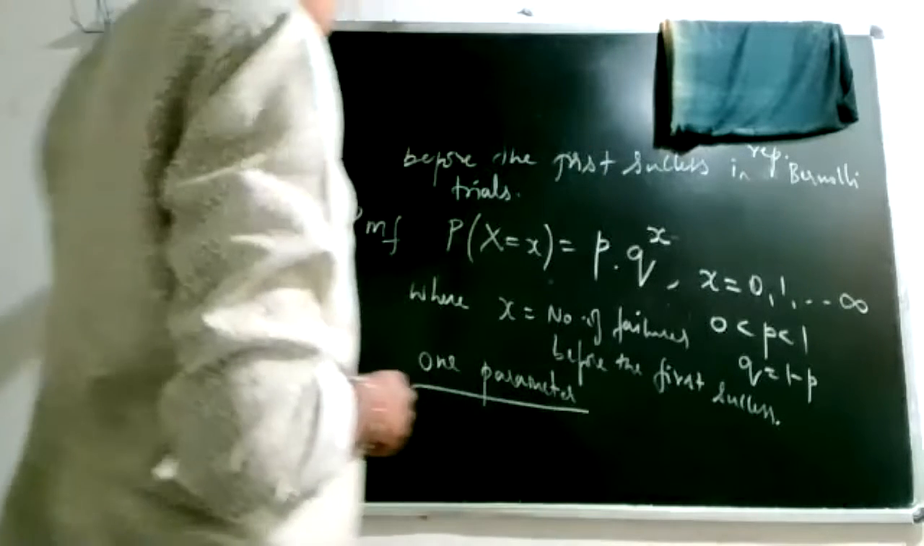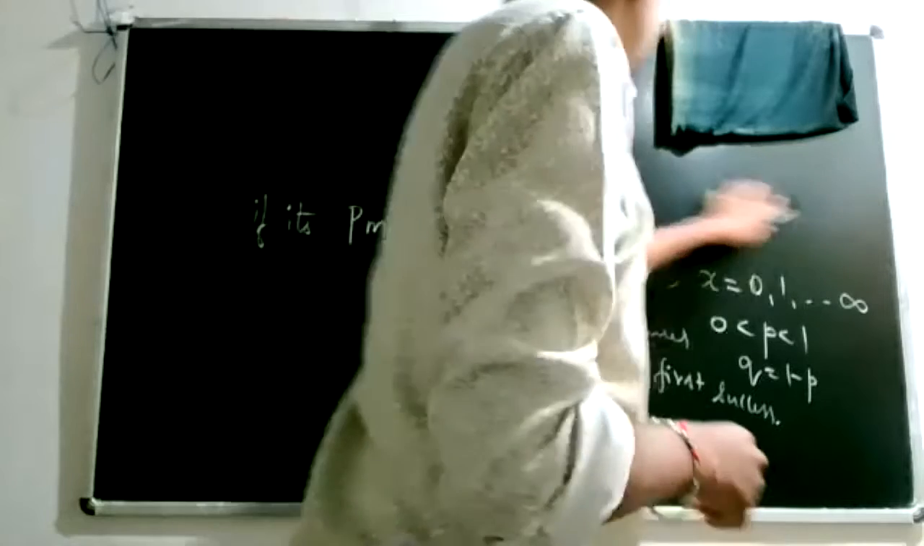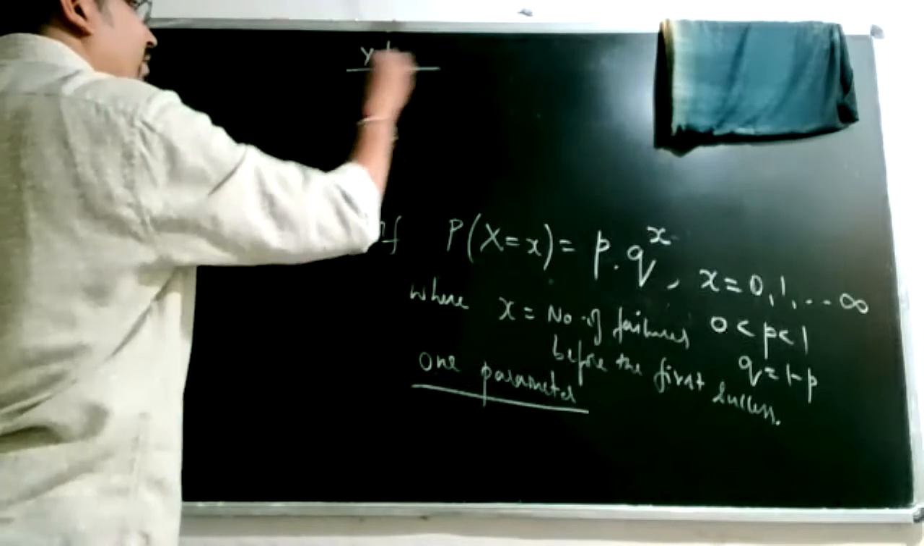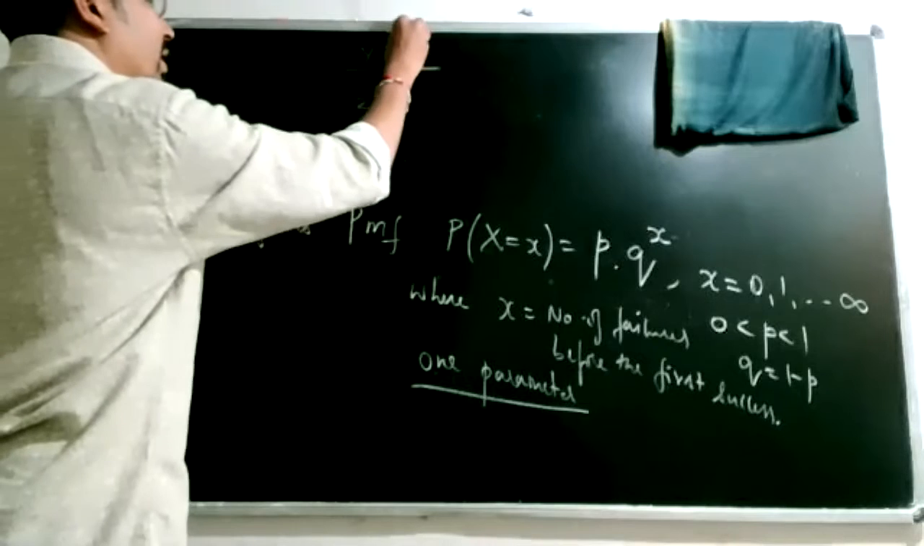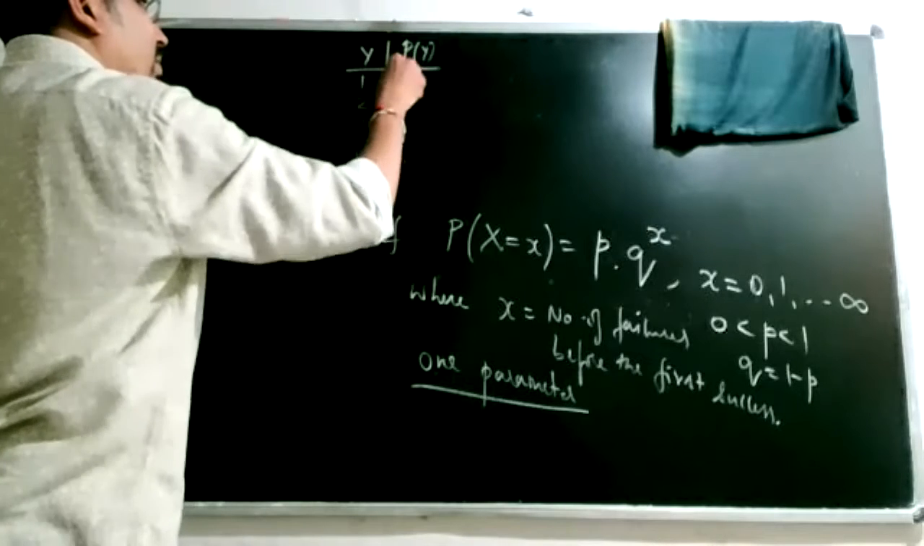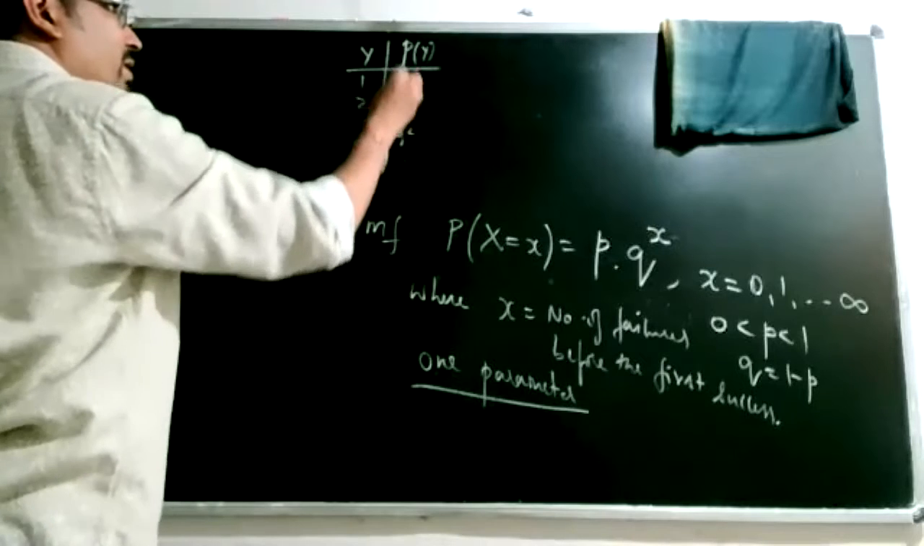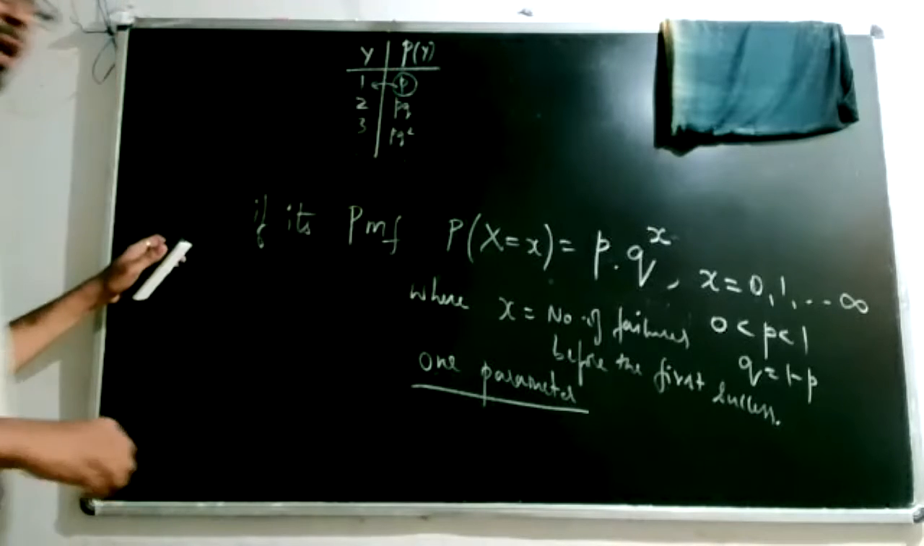Tabular form of the distribution. We looked into the values of y, which are 1 to infinity, and we looked into the probabilities. Probabilities were p, pq square, and so on. So we saw that p is the highest probability, therefore 1 is the mode.